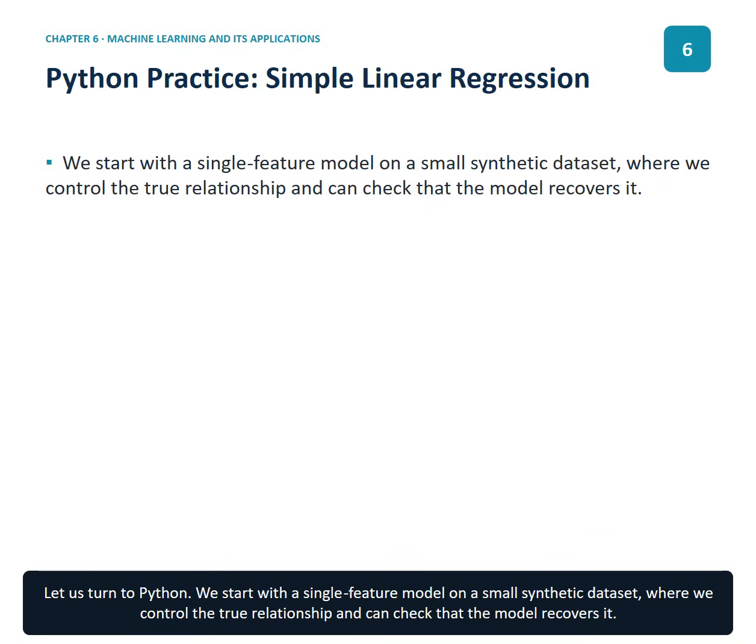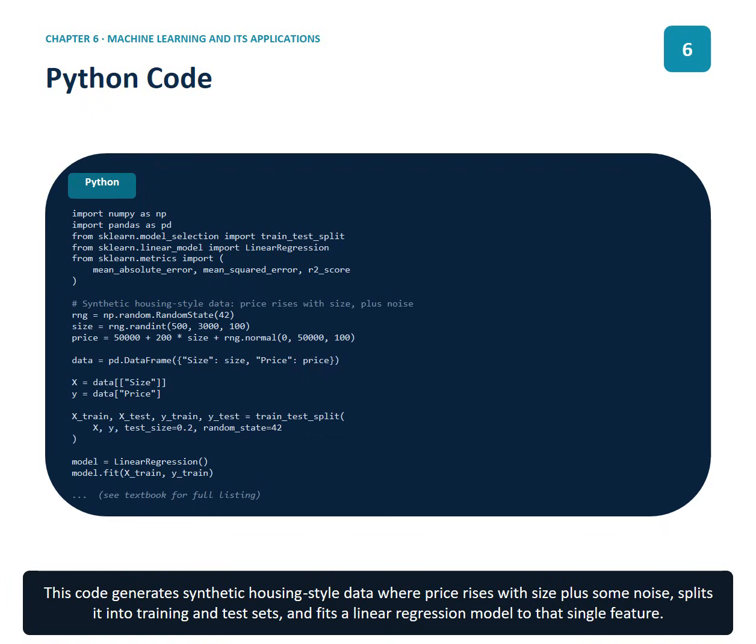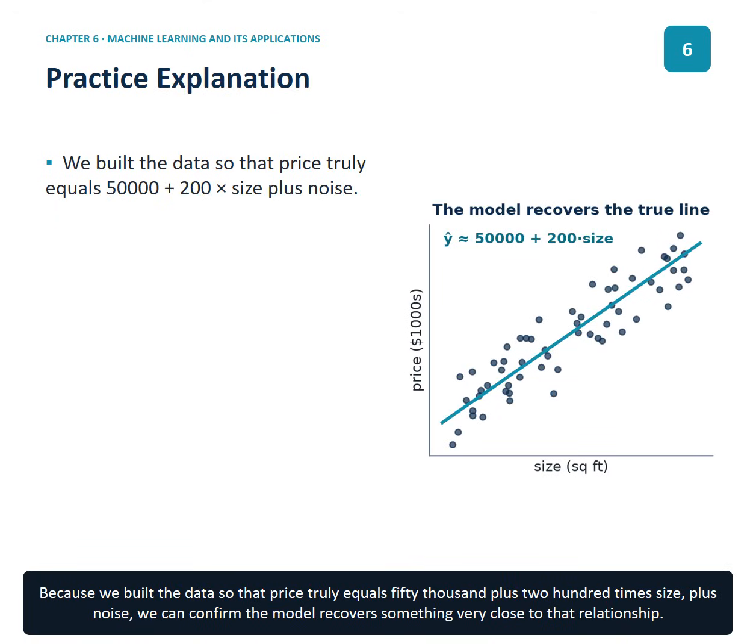Let us turn to Python. We start with a single feature model on a small synthetic data set where we control the true relationship and can check that the model recovers it. This code generates synthetic housing style data where price rises with size plus some noise, splits it into training and test sets, and fits a linear regression model to that single feature. Because we built the data so that price truly equals 50,000 plus 200 times size plus noise, we can confirm the model recovers something very close to that relationship.